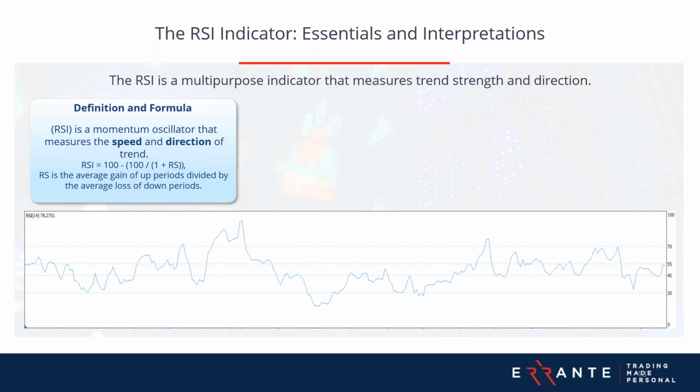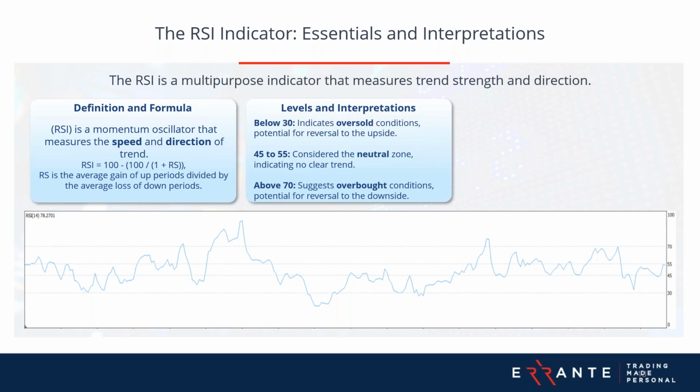RSI is calculated using this equation as you see here. It's 100 minus 100 divided by 1 plus RS. Here, RS stands for relative strength, and it is the ratio of the average gain of periods when the currency pair closed up to the average loss of the down periods. So let's break it down.